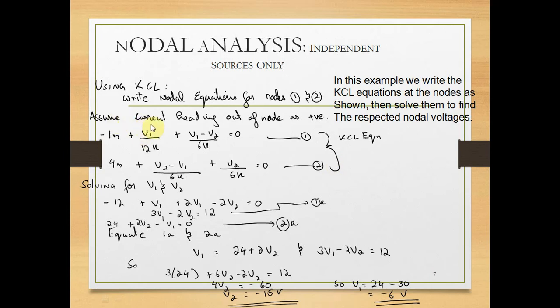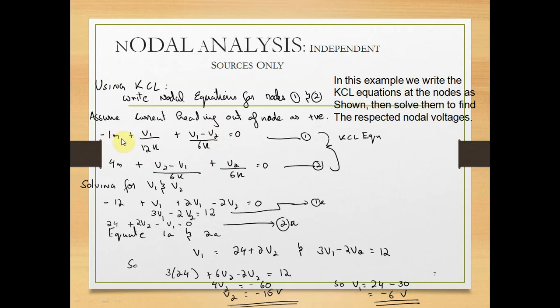Then assume the current entering the node is taken as positive and the current leaving the junction is taken as negative, or vice versa. If you consider the current entering the junction as positive and the current leaving the junction as negative, then you keep it as it is throughout the process.